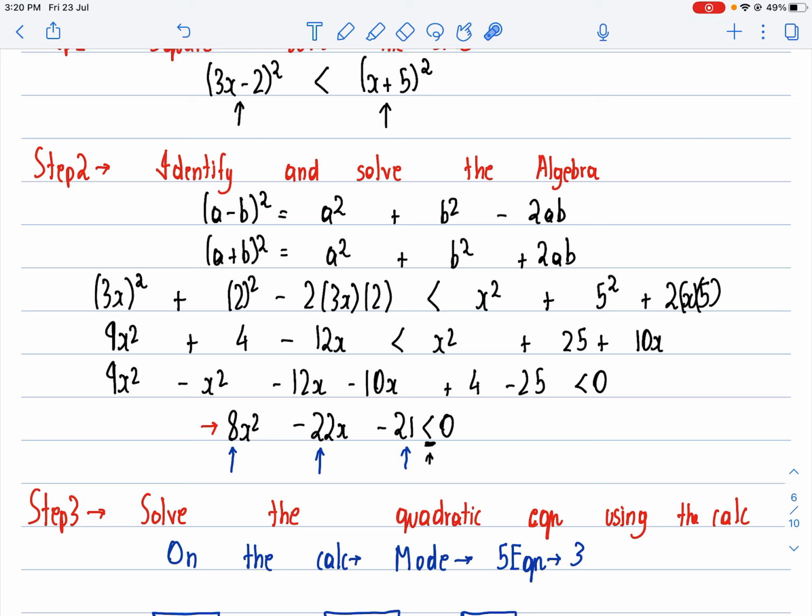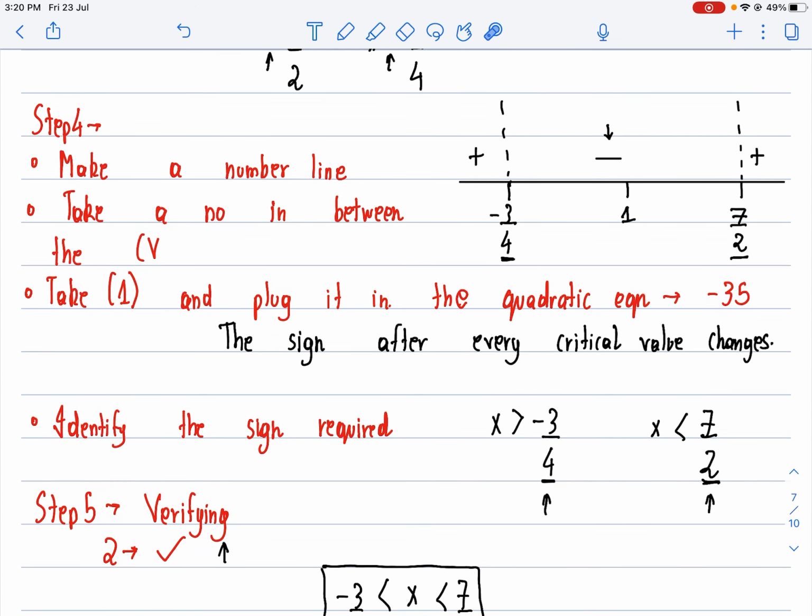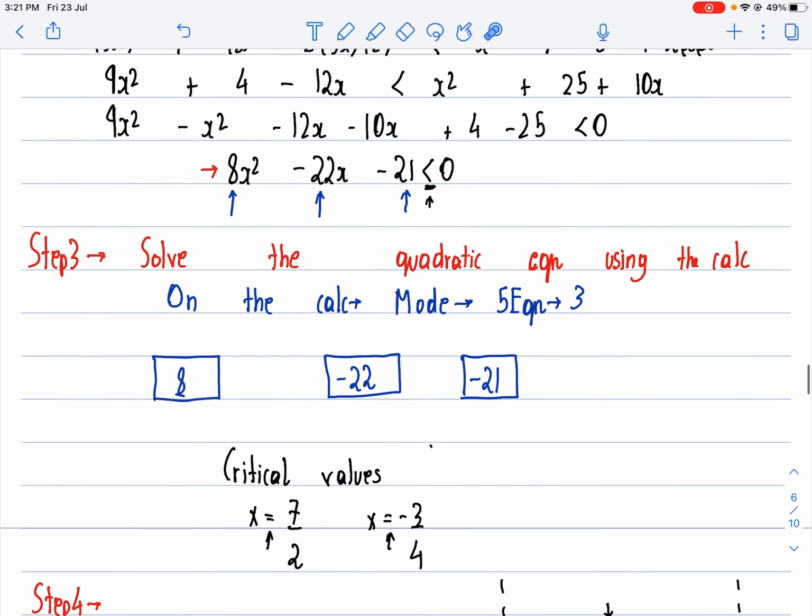Once you get a quadratic, you can solve the quadratic equation using the calculator to get the two critical values, which will be with an equal to sign. Now, to identify the inequality sign in the middle, you need to perform step 4, which is basically to make a number line, then plug in the critical values, which are -3/4 and 7/2. Then take a value in between them, plug it in this quadratic, and determine the sign.